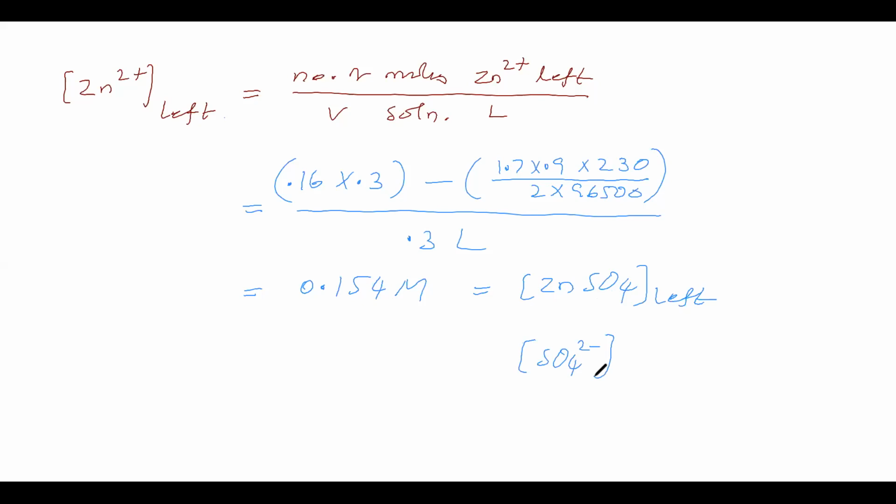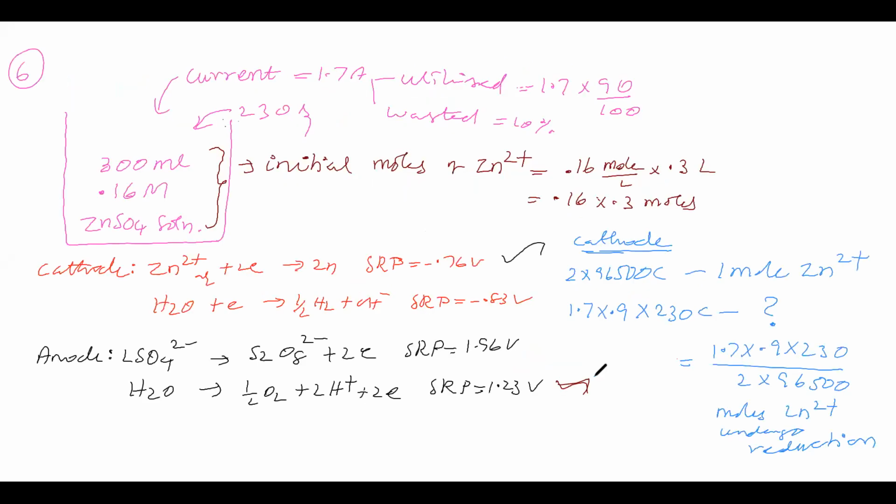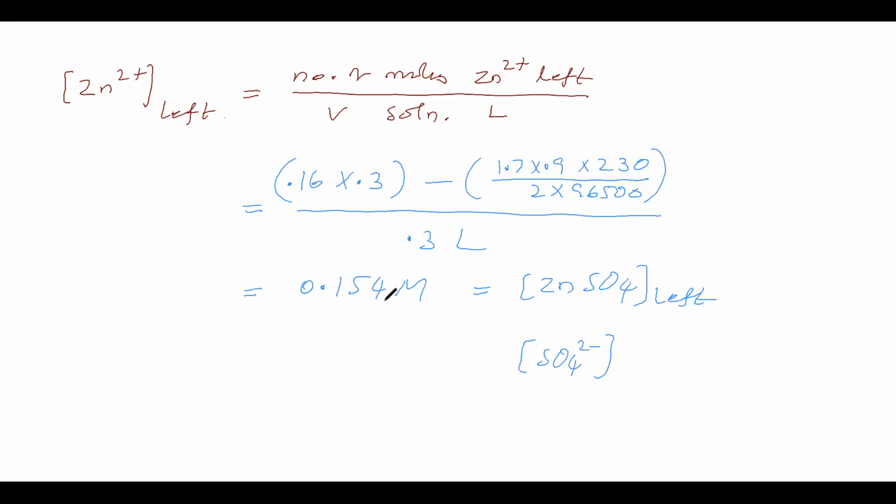Do you say the initial value 0.16? That means the concentration of sulfate in the solution now is the initial value 0.16, or do you say 0.154? Which value do you say? What is the concentration of sulfate after electrolysis, by taking the assumption that volume change is negligible? One student says 0.154 molar. Okay, we will check whether that is correct or wrong.